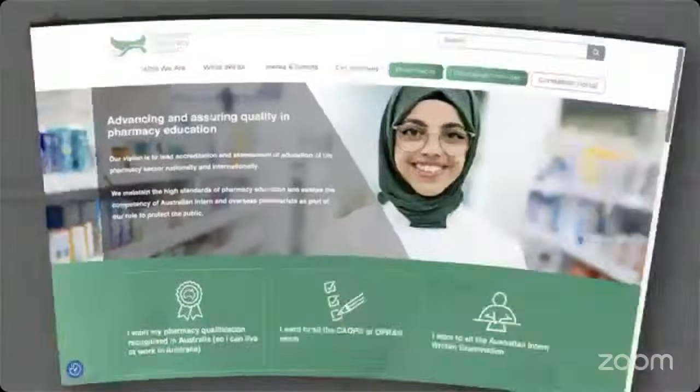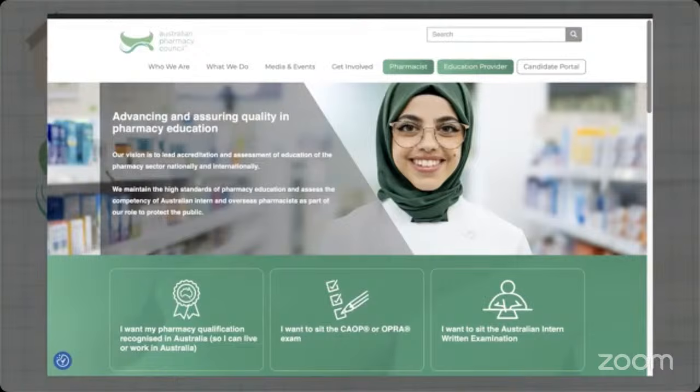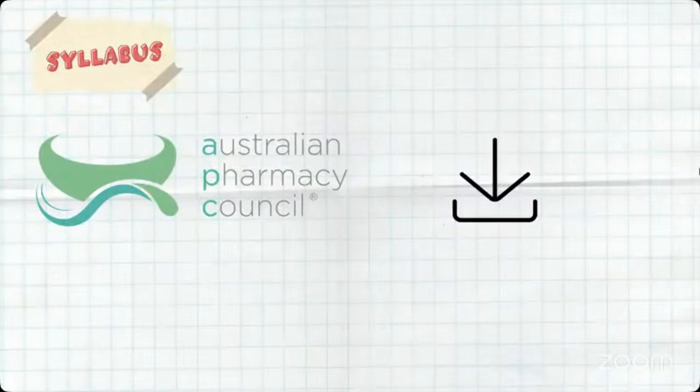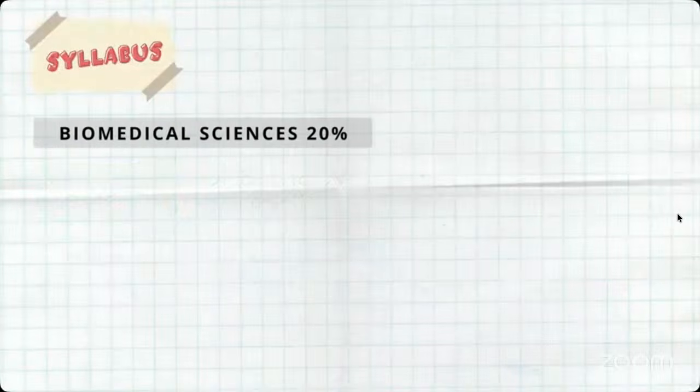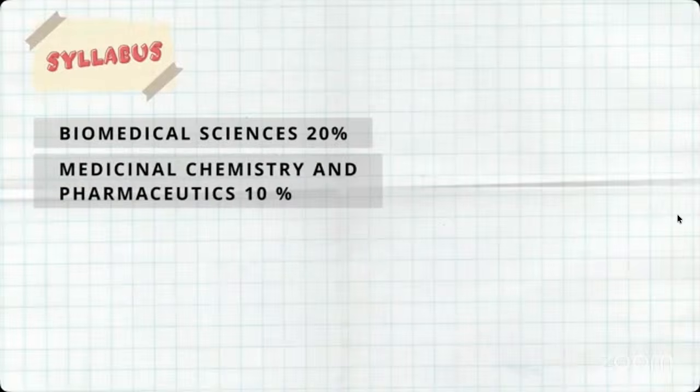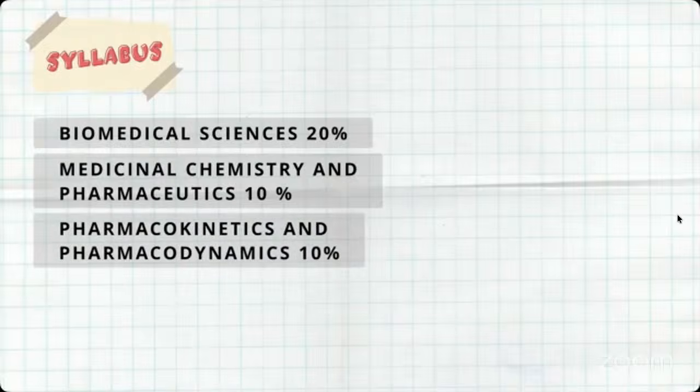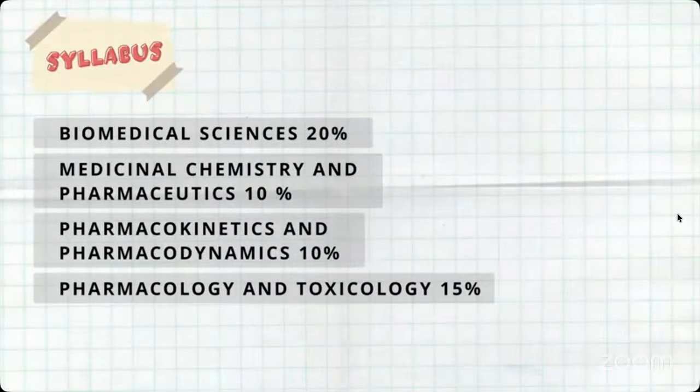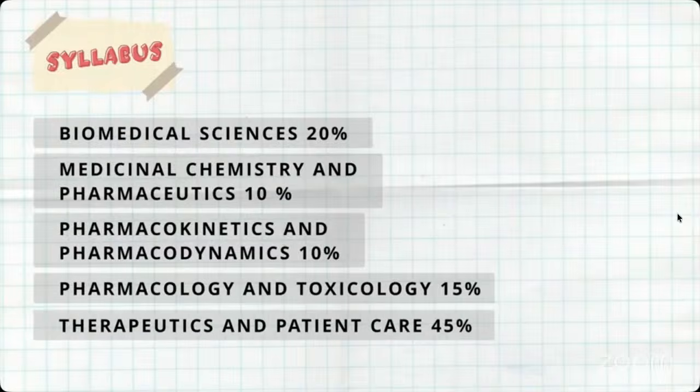When it comes to the syllabus of the OPRA examination, you have to go through the Australian Pharmacy Council website, and from there you can download the syllabus and the blueprint of the examination. The topics are mentioned like this: biomedical sciences around 20%, medicinal chemistry and pharmaceutics around 10%, pharmacokinetics and pharmacodynamics around 10%, pharmacology and toxicology around 15%, and finally therapeutics and patient care around 45%.